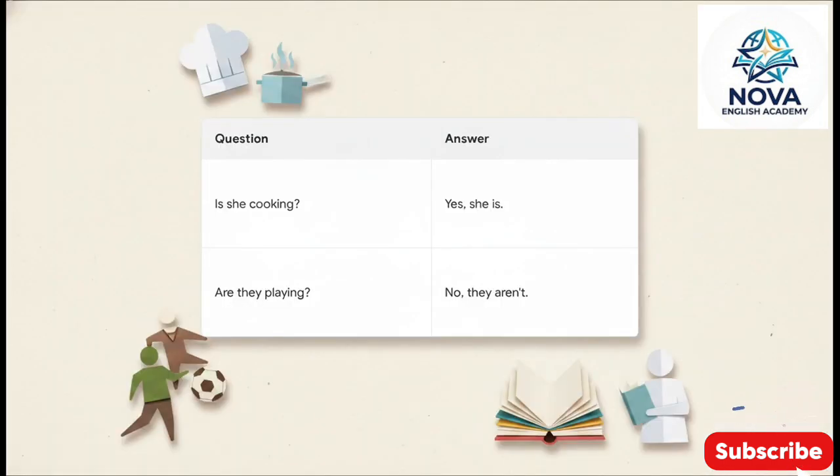And when someone actually asks you one of these questions in real life, you don't have to awkwardly repeat the whole sentence back to them. You can just use these super handy short answers. Is she cooking? Simply becomes, yes, she is, or no, she isn't. Just match the to-be verb to the subject and you are good to go.